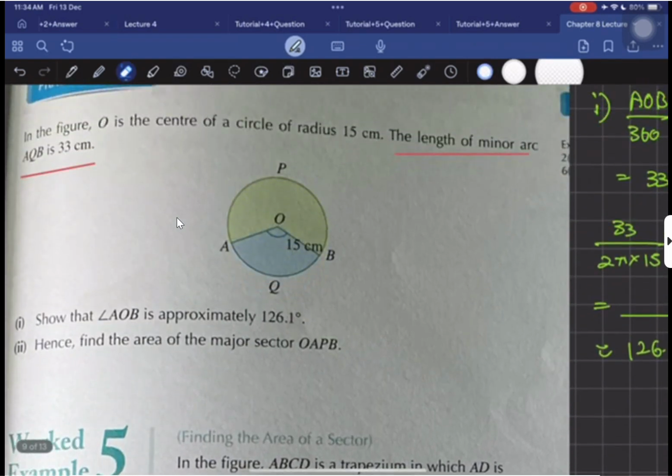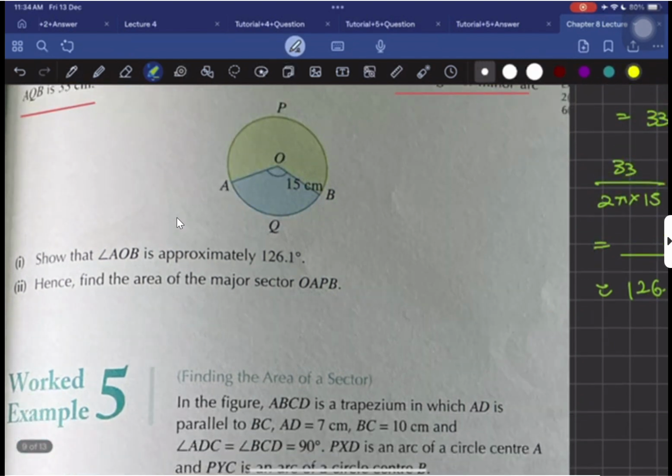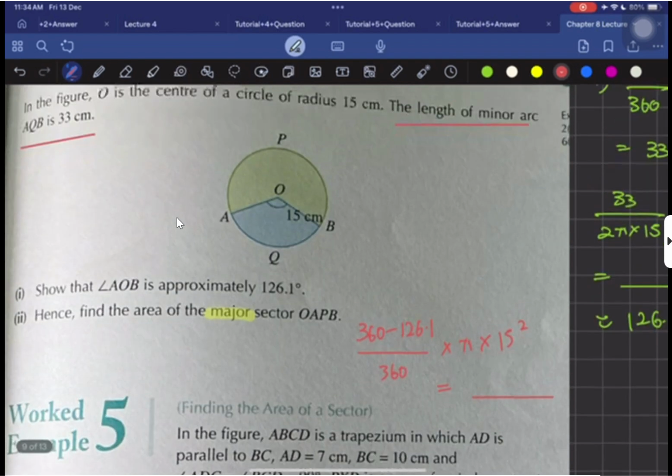The next part, they're asking you to find the area of your major sector. Note this, major sector is no longer minor sector. Since it's major, it is 360 minus 126.1 over 360 times, sorry, since it's area, it is pi times 15 square. This should give you your final answer. Again, same concept. It's just theta over 360 times pi r square for area.